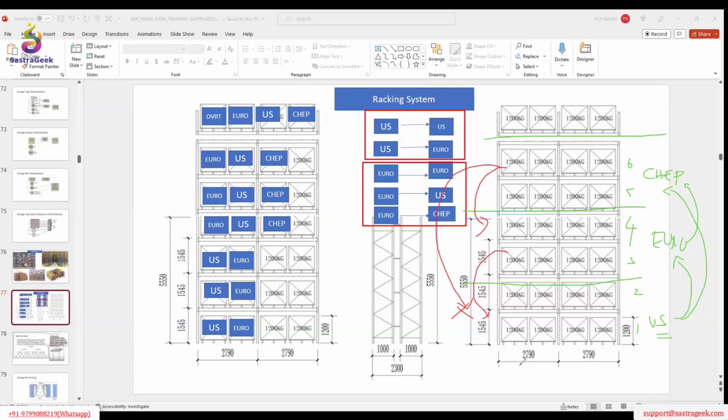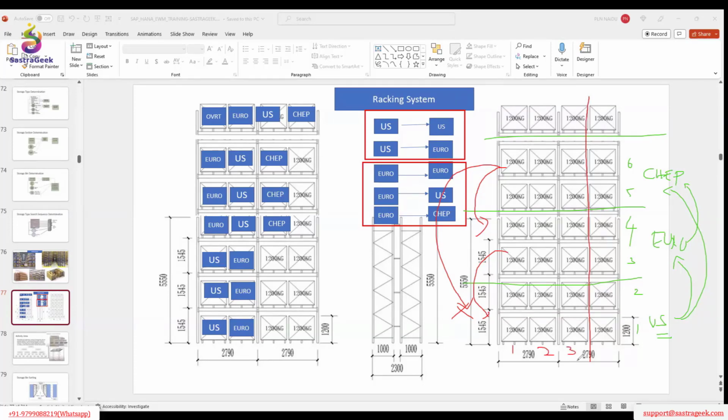Okay, and in a reverse way, a Euro pallet cannot be allowed in US, and the CHEP cannot be allowed. US can always be allowed in any location. I think we have done only 3 racking profiles, because we didn't get a chance to, and I think 3 stacking we have done. Stacking 1, stacking 2, stacking 3.